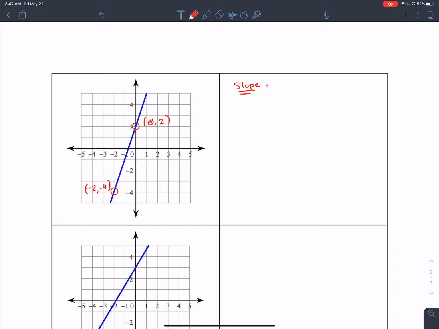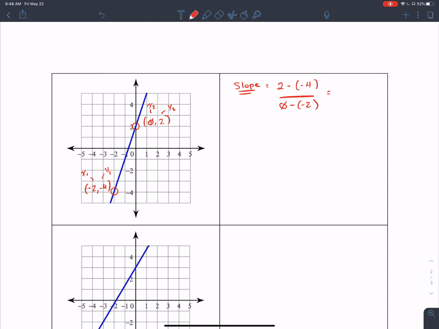So remember, we're reading our points from left to right. So this is actually our x1, y1. This is our x2, this is our y2. And let's do our slope. So we have 2 minus negative 4 over 0 minus negative 2. So we have this kind of double negative situation going on in both our numerator and denominator, or both our y and x values.